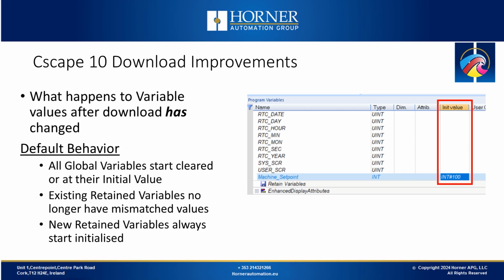In Cscape 10, the default behavior of variables and their values after a download and on every run transition and power-up has changed. In Cscape 10, global variables that do not have a specified initial value will always initialize to 0. As well as this, the value mismatches that can happen with Cscape 9 can no longer happen with retained variables, as they will now always retain their previous value, regardless of whether or not the register it is mapped to by Cscape has changed since the last download. Retained variables created after the previous download will also always be initialized at 0.